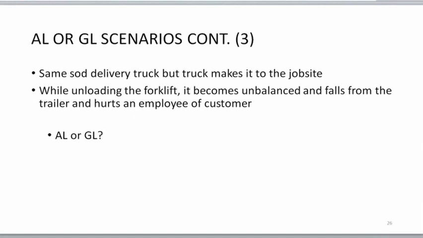Same sod delivery truck, but the truck makes it to the job site. The forklift didn't fall off. While unloading, the forklift becomes unbalanced and falls from the trailer and hurts an employee or customer. The damage to that employee or customer, is that auto or GL while they're unloading the forklift?